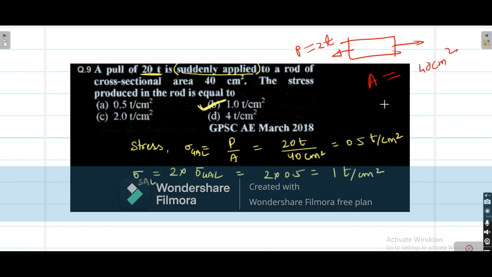So we are simply asking about the stress. Stress is nothing but force per area, that means resistance force divided by area. What is our resistance force? 2T. And what is our area? 40 centimeters square. So ultimately, if we divide 20T by 40, the 0 cancels out, and the 2s cancel, ultimately half is left, that is 0.5 ton per centimeter square.